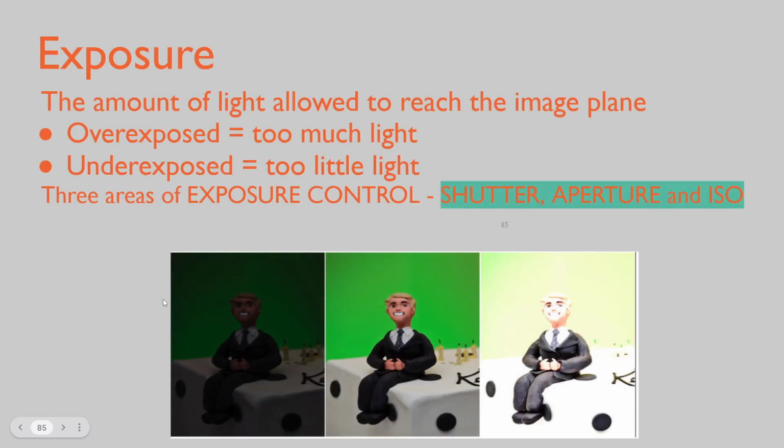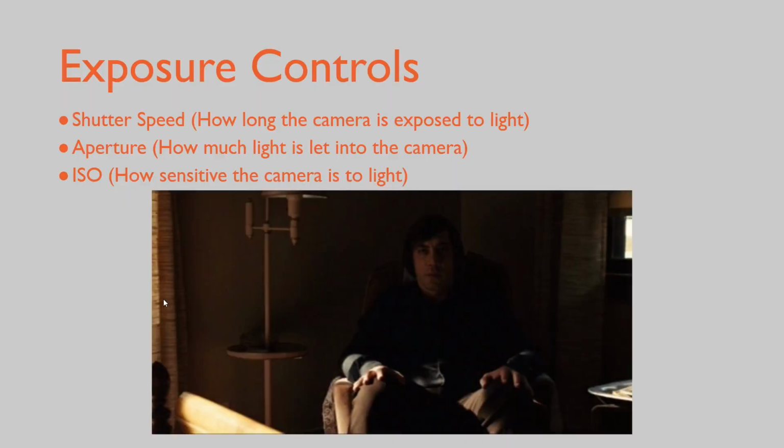All right, so now let's talk about exposure, the amount of light, and really it's just the amount of light allowed to reach the image plane on the sensor. So if it's overexposed, too much light; underexposed, too little. The areas that you want to control this are shutter, aperture, and ISO. Shutter speed is how long the camera is exposed to light. Aperture is how much light is let into the camera, and ISO is how sensitive the camera is to light.